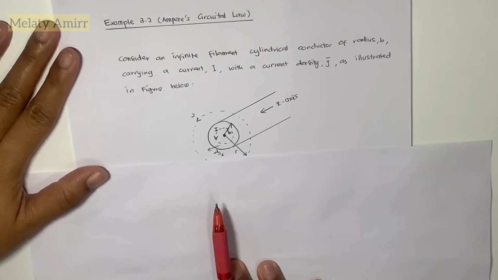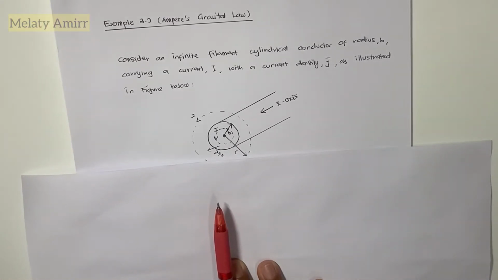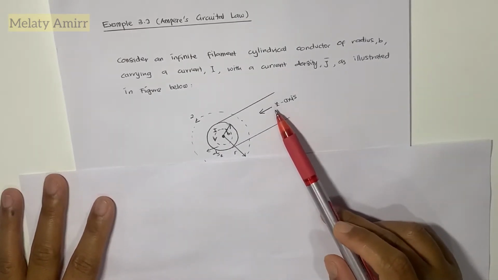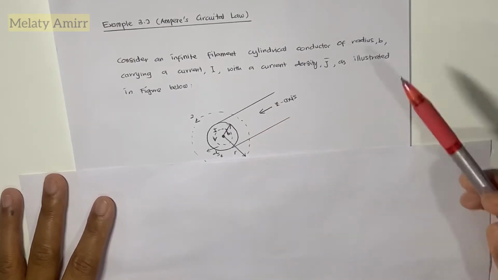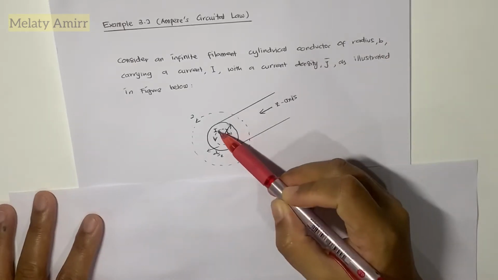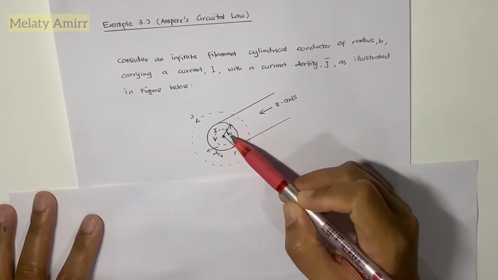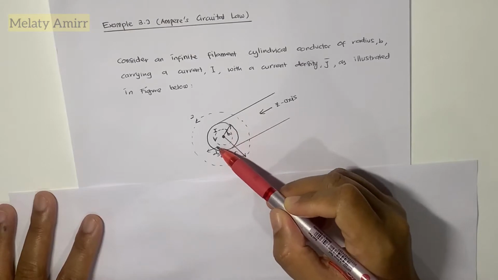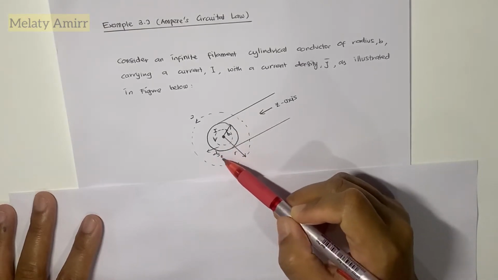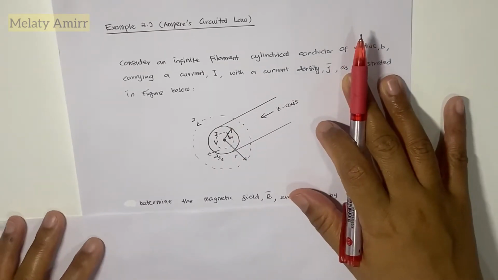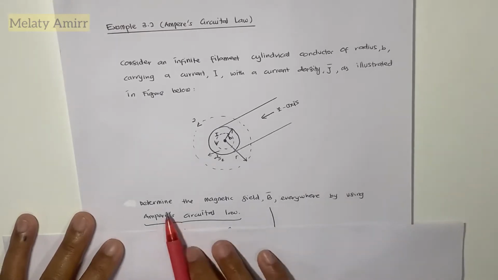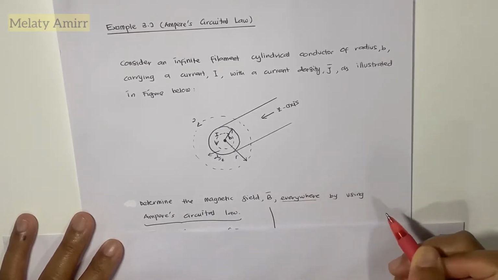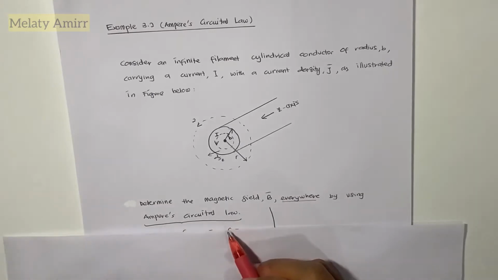So this is the infinite filament cylindrical conductor. It carries a current I with a current density J. This is I around the conductor, radius r. This is radius b. This is towards the surface of z. The question asks you to determine the magnetic field B everywhere. The keyword is everywhere, by using Ampere's circuital law.